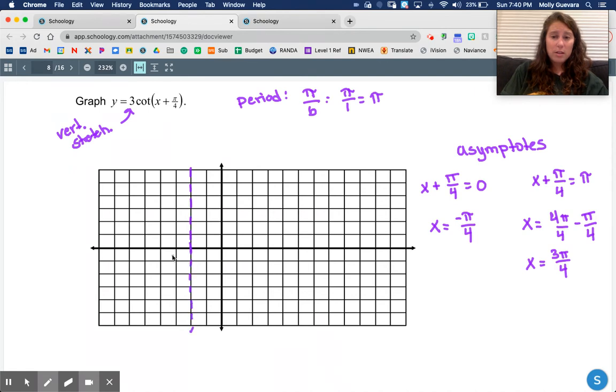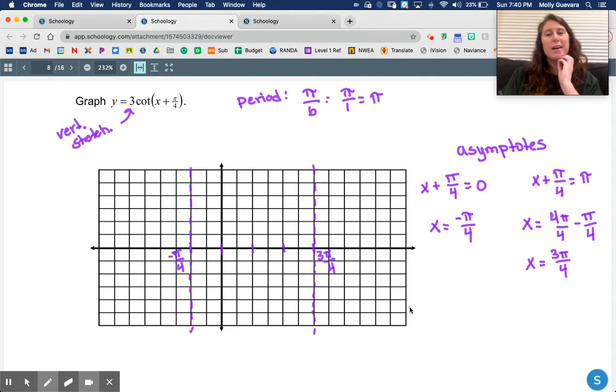I'm going to call this negative pi over 4. And then I'll go 1, 2, 3, 4, and draw this one. And that'll be 3 pi over 4. So notice because this graph has been shifted left, I did not automatically draw my asymptotes. I wanted to see where they were going to end up first.